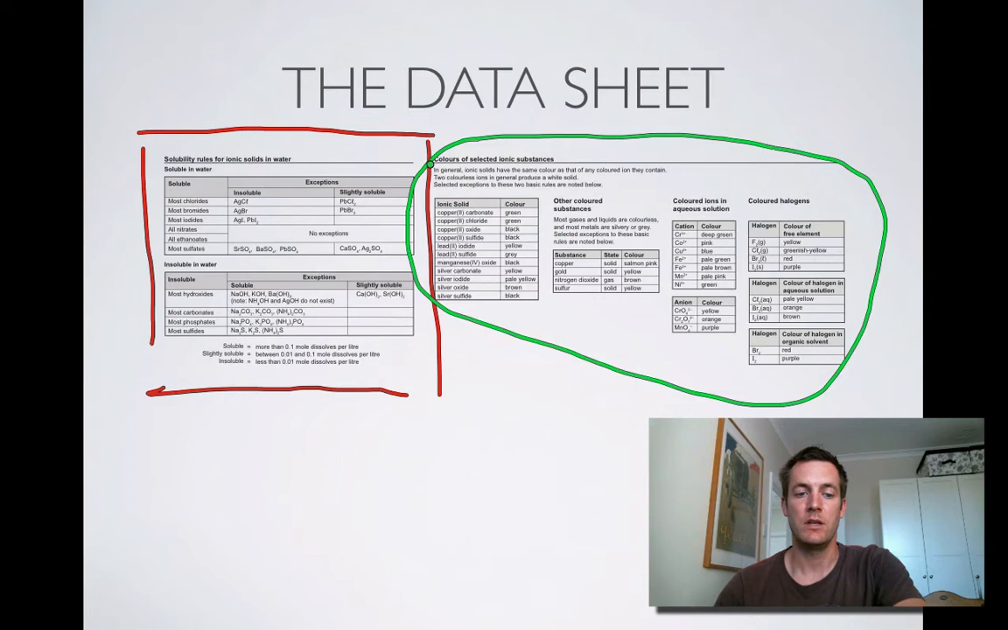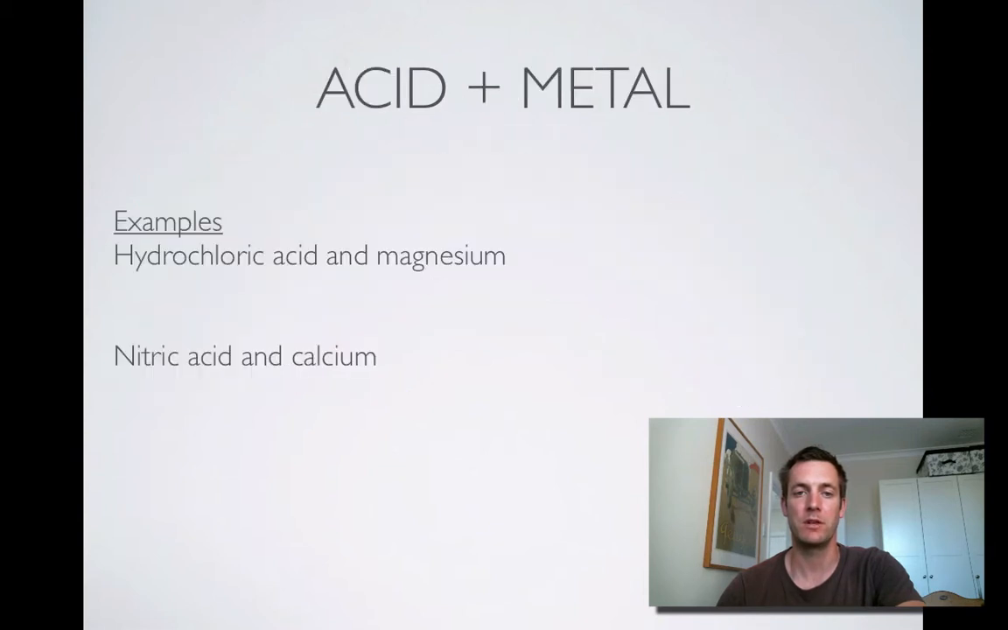What's quite important here, although it's not included in a table, is this information here. It says that in general, ionic solids have the same colour as that of any coloured ion they contain, and here are the coloured ions. Two colourless ions in general produce a white solid, and the selected exceptions to these two basic rules are noted here. So it's not good enough just to read what's in the tables, it's also important to read what's around. Okay, off we go.